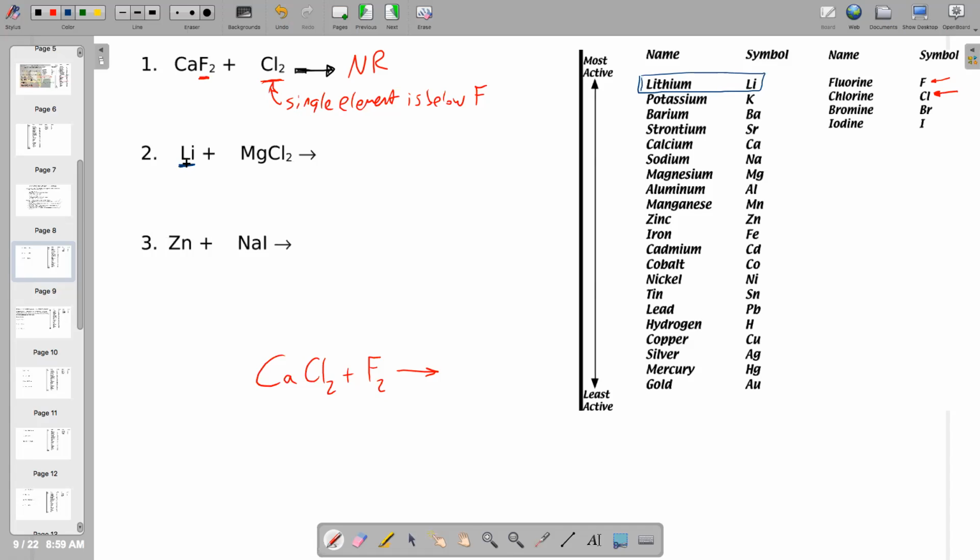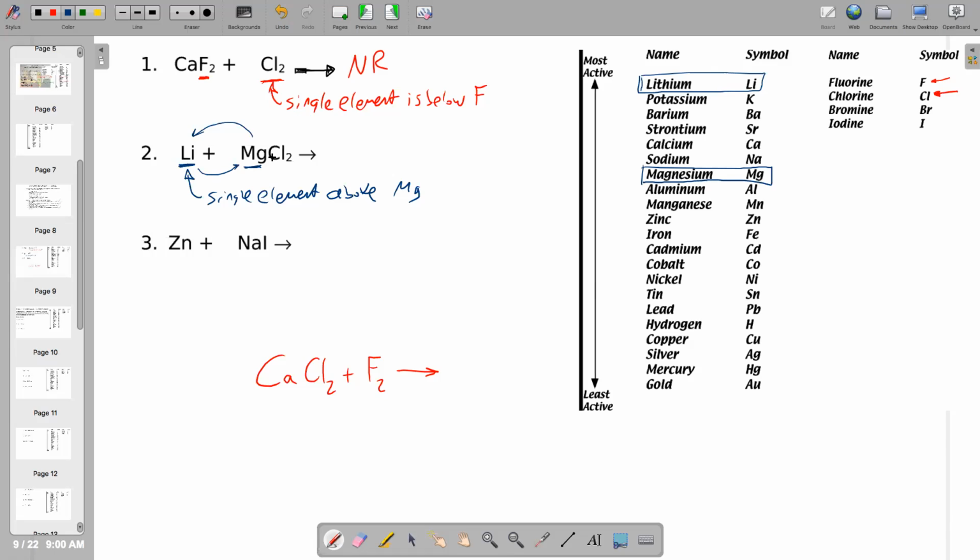So that lithium's by itself. We've got lithium at the top of the table. We're pretty sure already it's going to do a replacement with something. The element that's similar to lithium is magnesium. Magnesium is right here. Because the single element is above the magnesium, we know that the replacement will take place. So instead of lithium being alone with magnesium chloride, the magnesium is going to go by itself and the lithium will go with the chlorine.